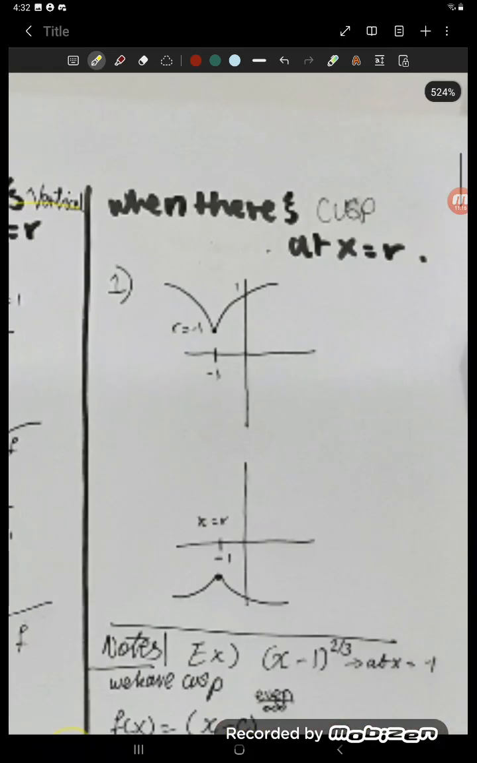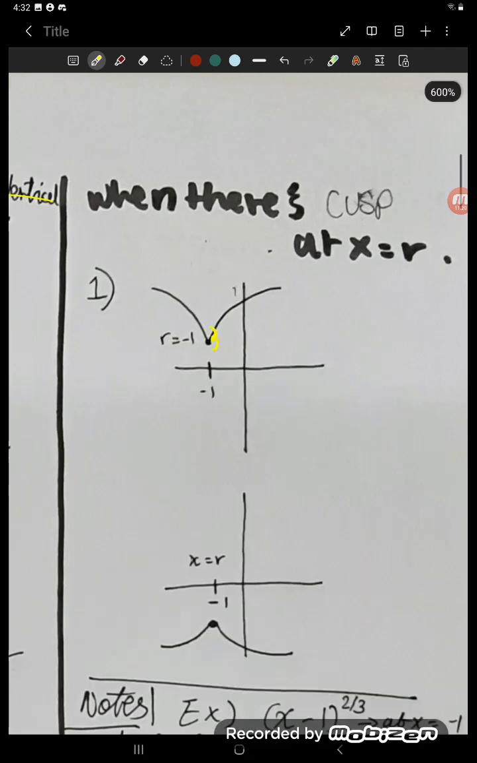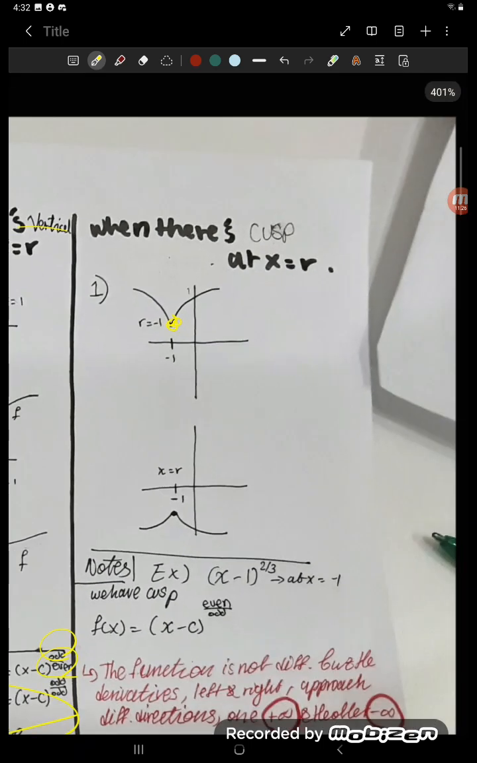Now look at this one. When there's a cusp at x equals r, notice that there's a cusp. That's a cusp, and the properties of a cusp are actually very noticeable in a graph. You can see it, not so hard. By the way, these are from the graph of f of x, not the derivative, just f of x.